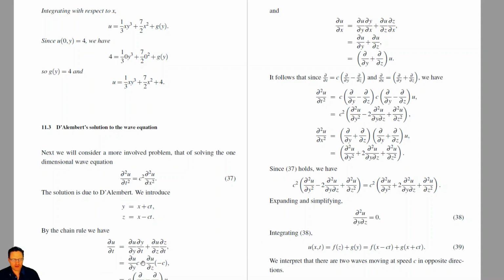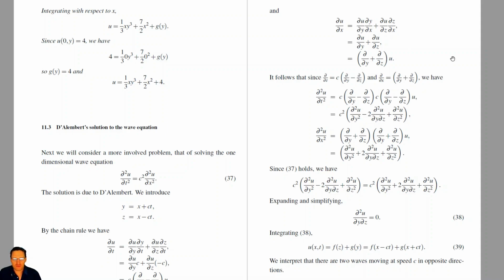And now we can rearrange this expression, so factorizing out the c and using a differential operator, which is the difference of these partials, partial y and partial z, operating on u. So we've got the partial derivative of u with respect to t is c times this differential operator operating on u. Now similarly, we can do the same thing with partial u with respect to x.